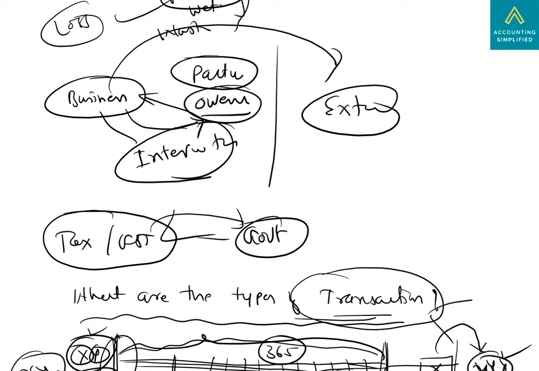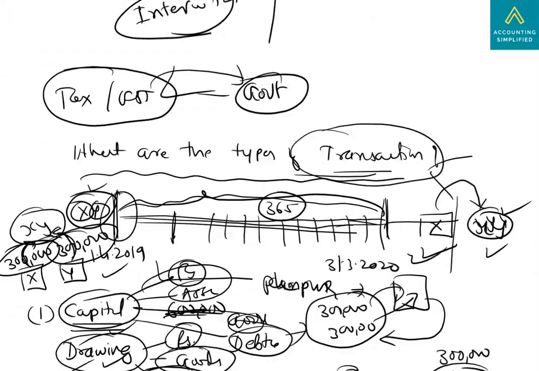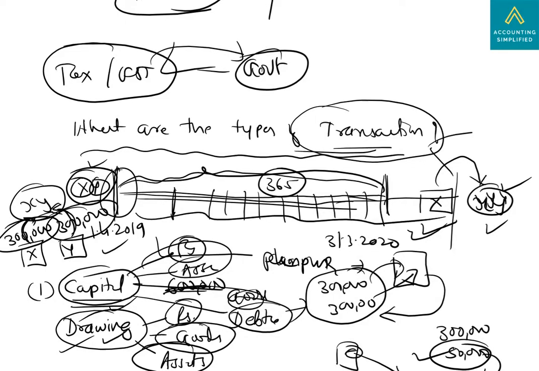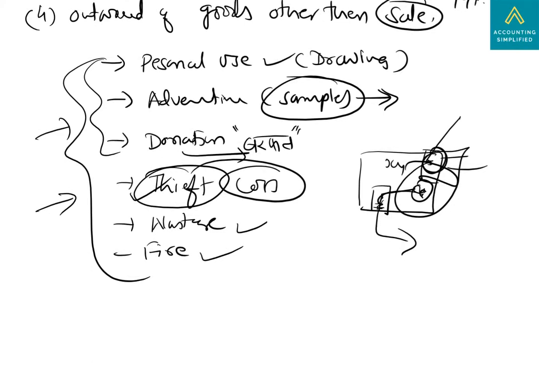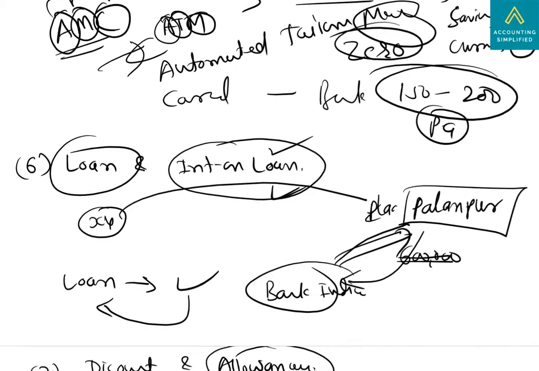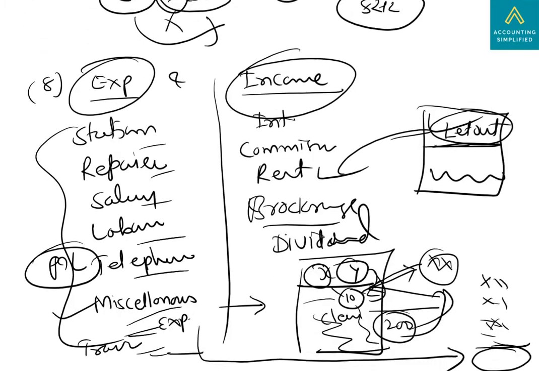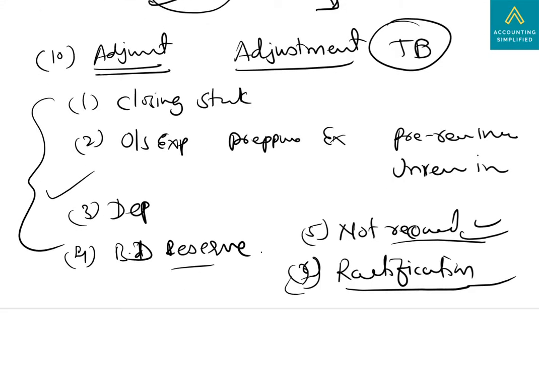Certain expenses are left. So these 10 transactions are very important and occur during the year. Now let's classify. I hope you understood what transactions are occurring. All the transactions that have occurred: loan and interest on loan, discount, expense and income, bad debts and bad debts recovered, and adjustments. We write entries in the books of accounts.